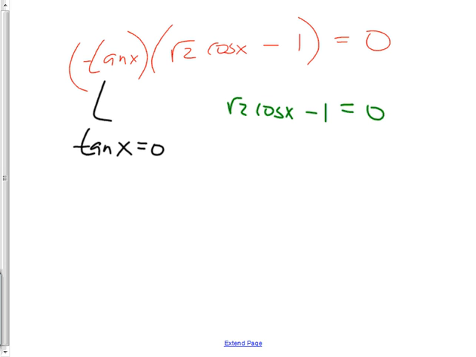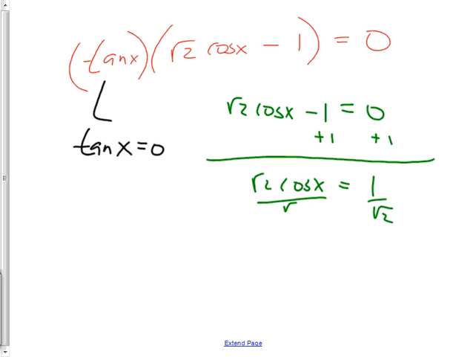I know why they did that root 2, because then they'll have 1 over root 2 as the answer. Get what I'm saying? When I add 1 to both sides, I get root 2 cosine x equals 1, and then I divide by root 2. 1 over root 2 is something you've seen before. Cosine x equals 1 over root 2. Does that sound like the 1, 1, root 2 triangle? You remember that one? So what angle is that? Must be a 45.